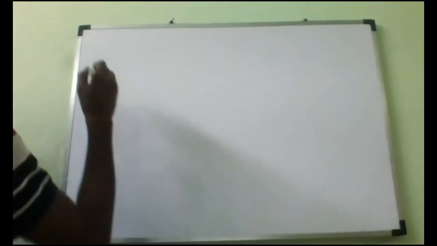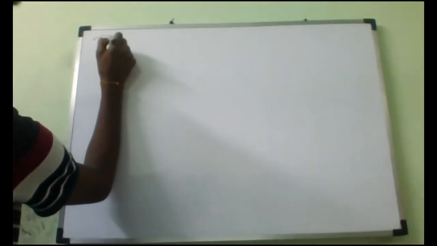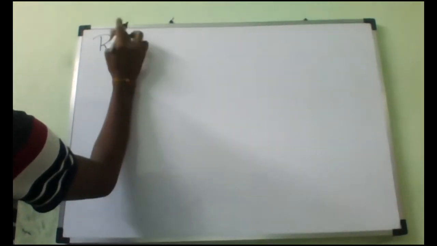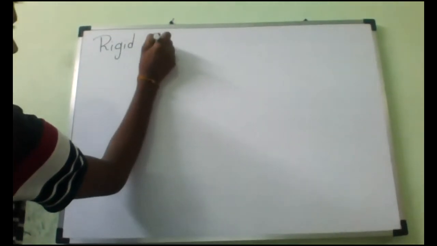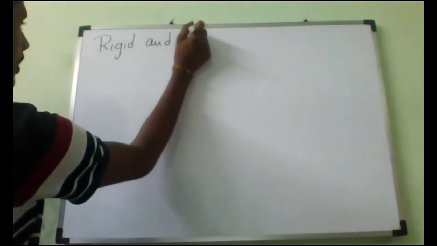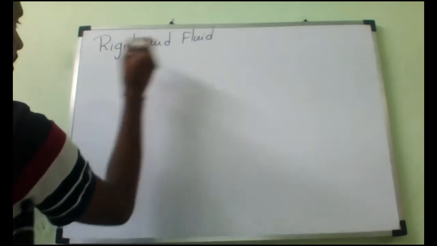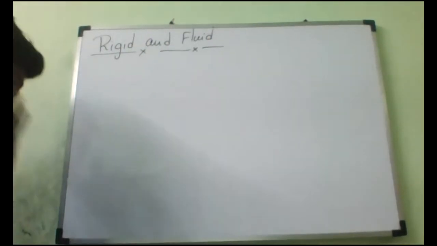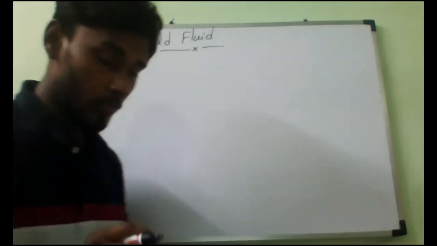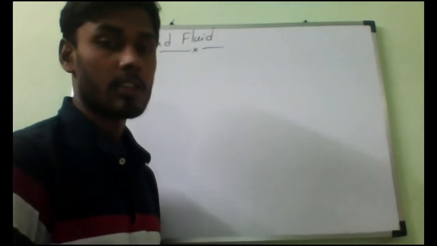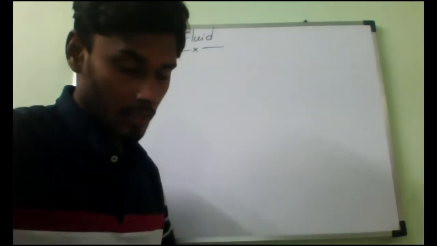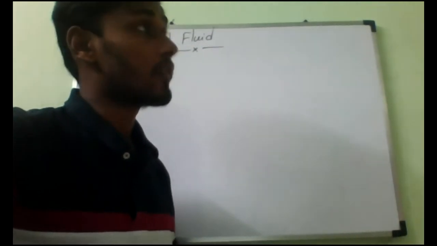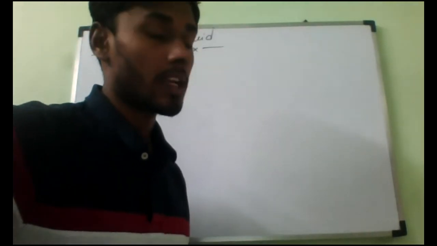Okay. So let us come to here. We are going to study today rigid and fluid. Rigid and fluid. Before we go to the definitions of solids, liquids, and gases, we should know the meaning of these two terms. Understand what is solid, define liquid, define gas.